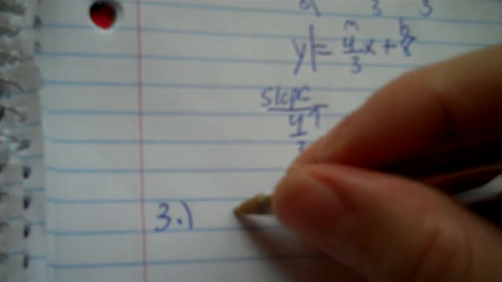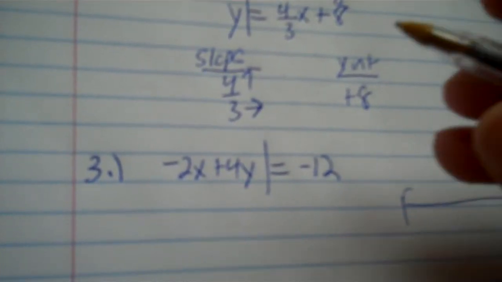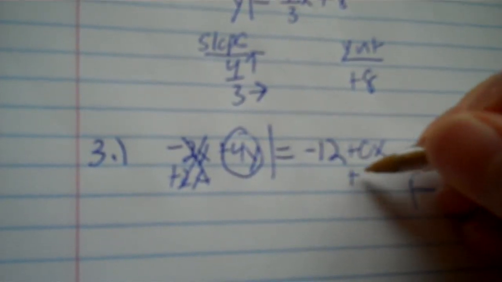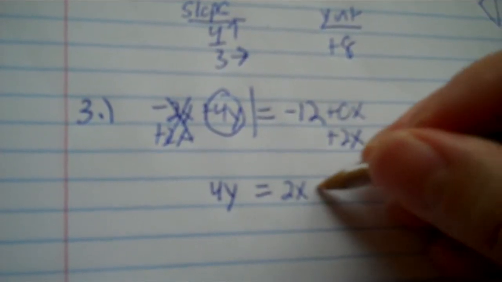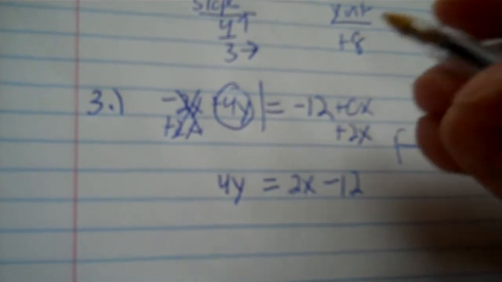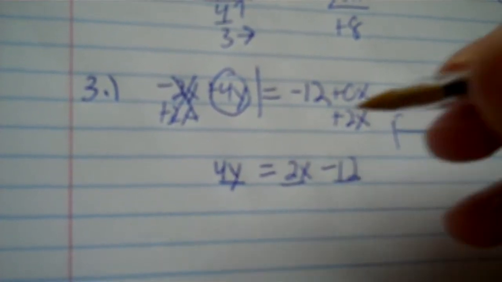Number 3, we have negative 2x plus 4y equals negative 12. Okay, well again, we have that problem where I don't have the y by itself, so I'm going to circle the 4y, okay? And I got minus 2x, so I have to plus 2x. I put a 0x over there, and I'll add 2x right there. So line up your equals. You have 4y. 0 plus 2 is 2x, and then minus 12 because it's negative. Okay, so then I divide everything then by the 4.